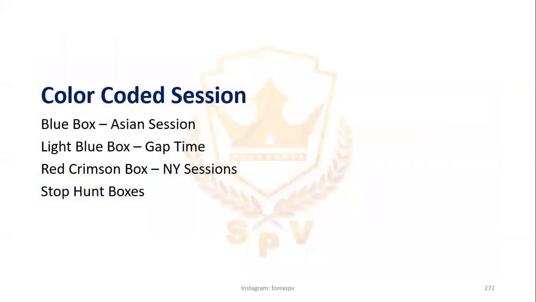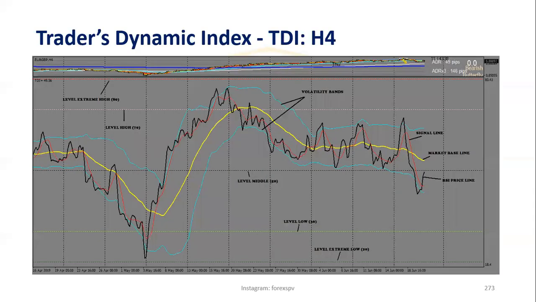We have the color coded session. We have the Asian session, which is the blue box. We have the gap time, the New York session, which is the red crimson, and we have the stop hunt boxes. We also use the Traders Dynamic Index, and specifically we use it on the hour time frame. And if you look at our template, you only see it on the hour.